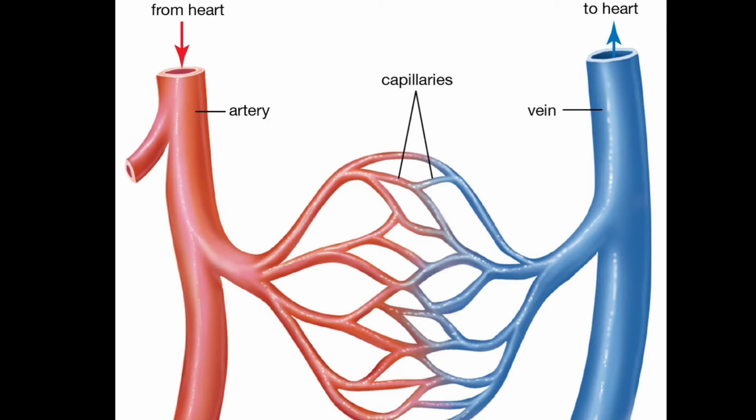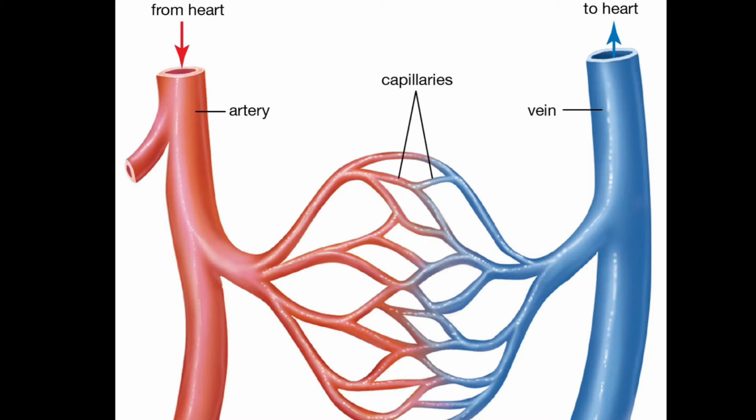The circulatory system also includes blood vessels such as arteries, veins, and capillaries. Blood vessels transport blood to all different parts of the body. Arteries are blood vessels that carry blood away from the heart and towards the other parts of the body. Arteries get narrower the farther they get from the heart.